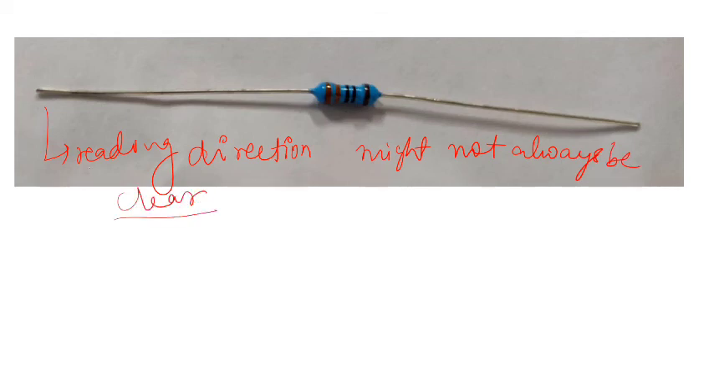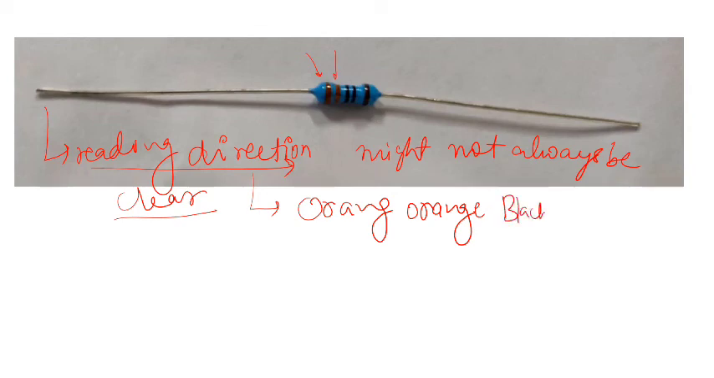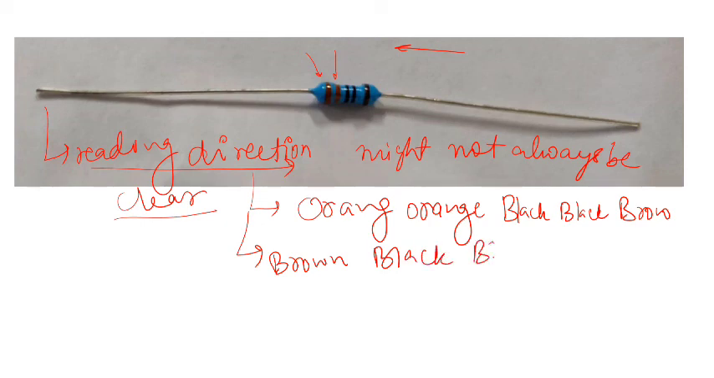By reading direction, I mean, in simple words, whether I would start its color coding as orange, orange, black, black, brown, or consider it right to left, which would give me the color code as brown, black, black, orange, and orange.